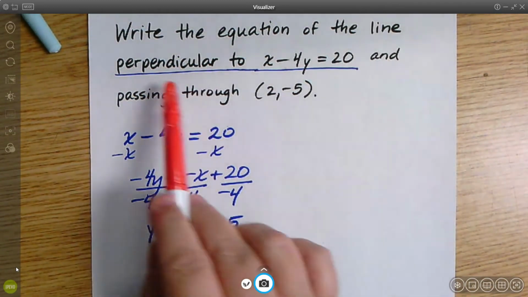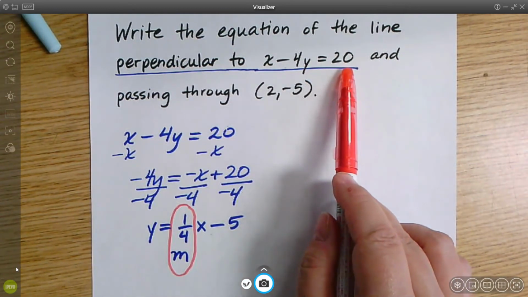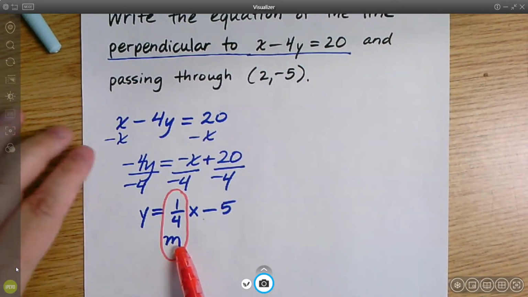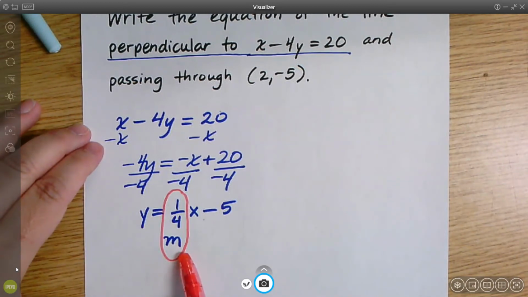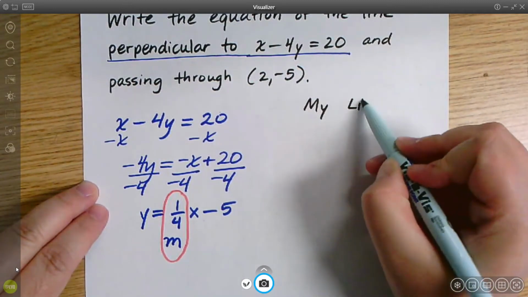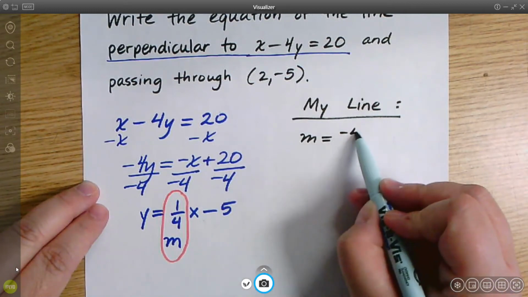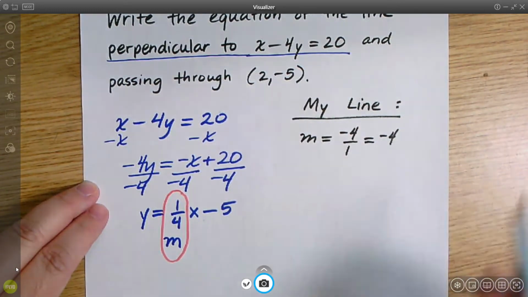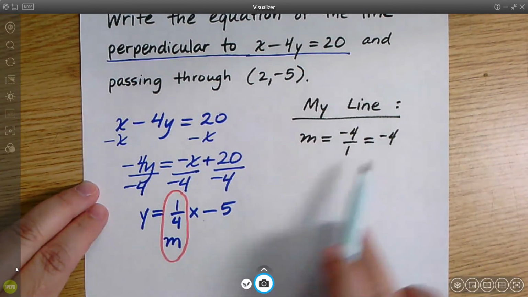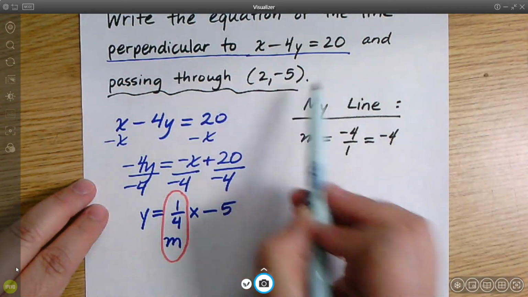They told me my line was perpendicular to this one as just a fancy way of telling me the slope of my line. So if my line is perpendicular to this one, it means it's not going to have the same slope. It's going to have the opposite reciprocal slope. So my line is going to have a slope of negative 4 over 1, or just negative 4. I flip it over, that's what reciprocal means. Opposite means change the sign. And then my line also passes through the point 2, negative 5.